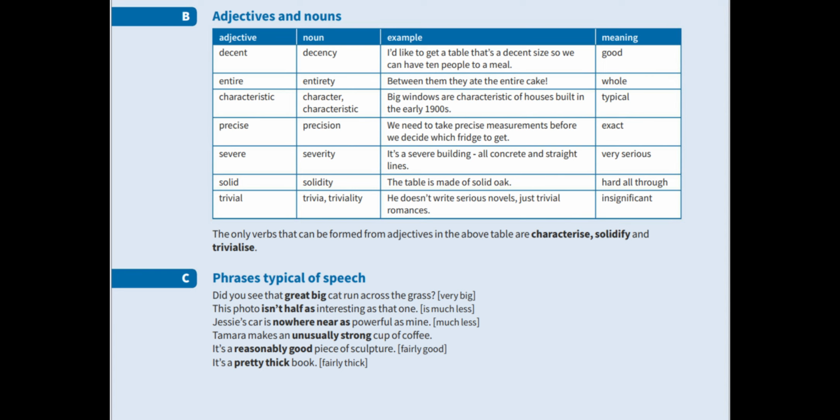The expression nowhere near as powerful as means much less powerful. For example, Jesse's car is nowhere near as powerful as mine. The word unusually shows that something is different from what is normal or expected. For example, Tamara makes an unusually strong cup of coffee. The expression reasonably good means fairly good. For example, it is a reasonably good piece of sculpture. The expression pretty thick means fairly thick. For example, it is a pretty thick book.